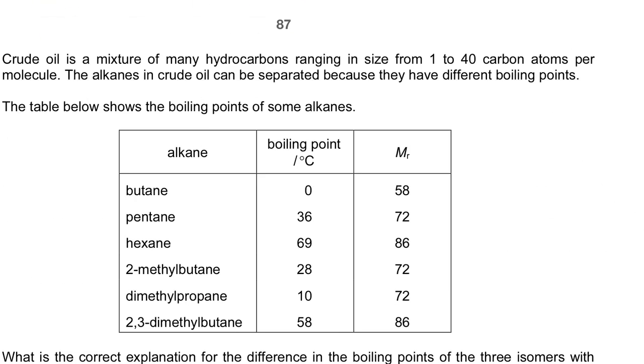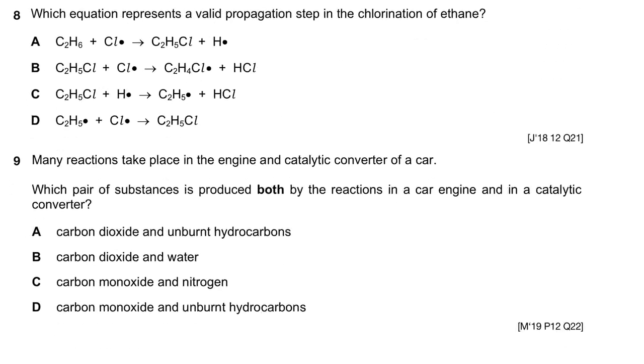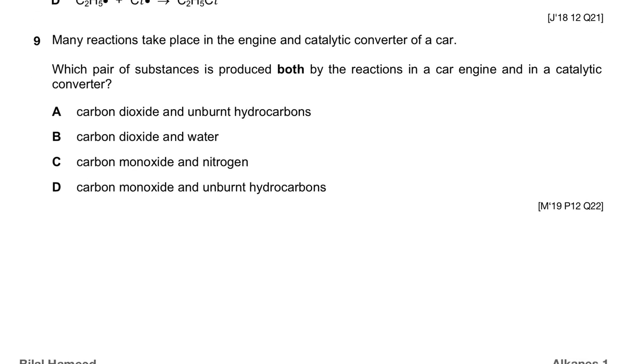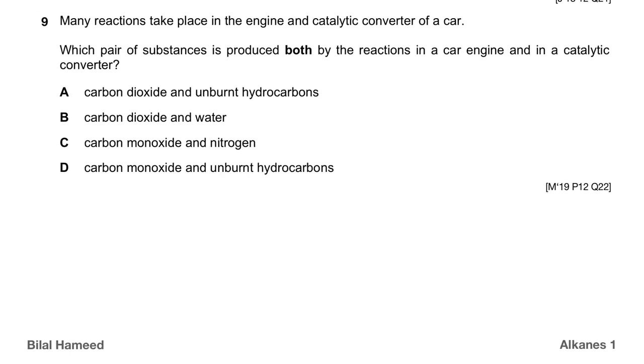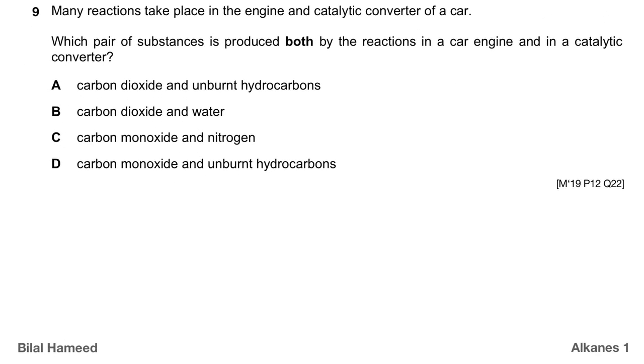Let's scroll down. Let's look at question number 9. That says, many reactions take place in the engine and the catalytic converter of a car. Which pair of substances is produced both by the reactions in the car engine and also in the catalytic converter? Understand that what that means is there are some things the catalytic converter is not able to change. And also understand car engine में क्या क्या बनता है?